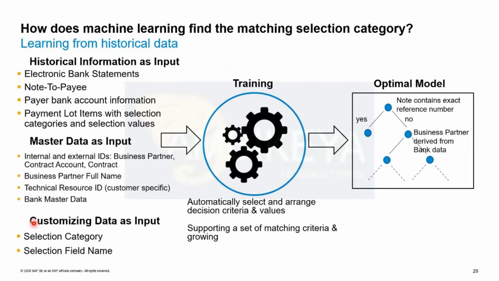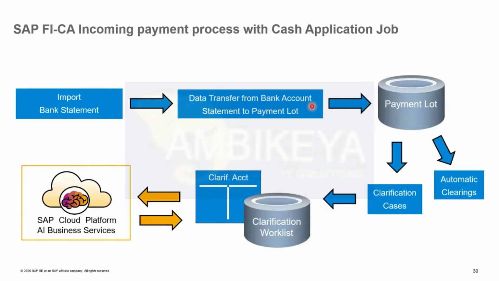Furthermore, customizing data is taken as input, like selection category or selection field. From that, we train the model from this data and build the model in the cloud application. So this was the answer to the question. How does the process look like? Very short. We do import as well. Like in the past, the process is very similar to what we had in the past already for FICA.